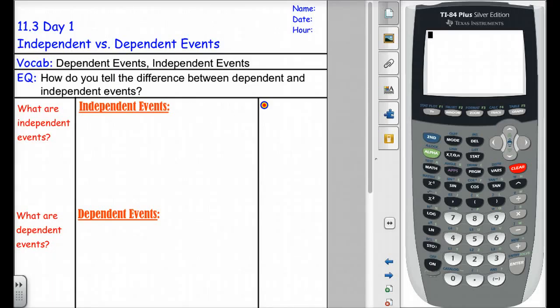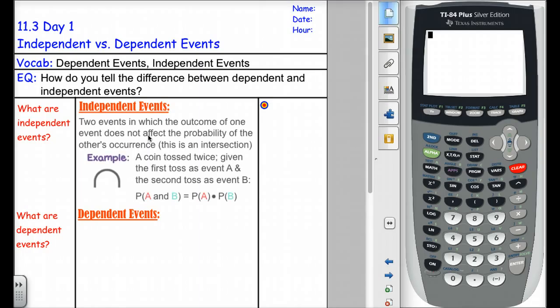Today we are going to take our knowledge of probability from 11.2 and apply it to dependent and independent events. Starting with independent: independent events are two events in which the outcome of one event does not affect the probability of the other. So for example, flipping a coin and then flipping a coin a second time. Those two events are independent of each other.